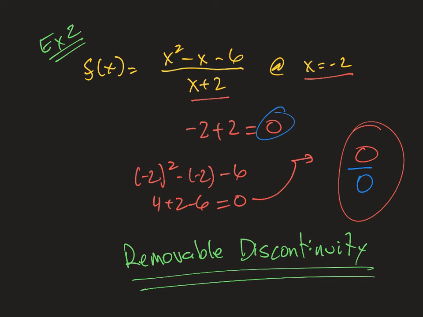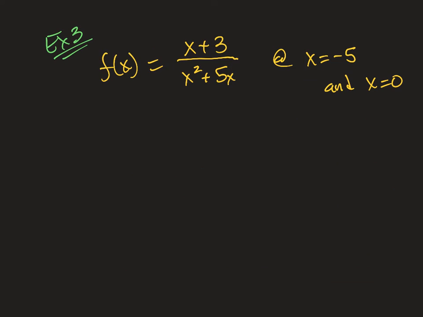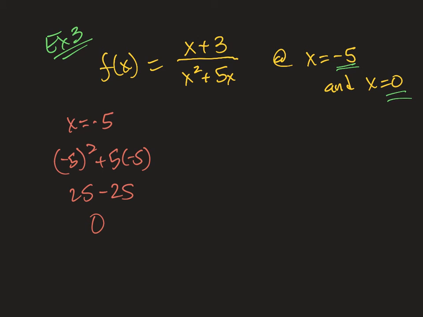One more example, and then I'll just give you a brief chart and we'll be done. Let's try this one out. I'm checking two values. I'm checking -5 and 0. So we'll start with the denominator. Let's do x equals -5 over here. When I put -5 in, I get (-5) squared plus 5 times -5. That's going to be 25 minus 25. That's 0. We have a discontinuity there. We'll check what kind it is in a minute.